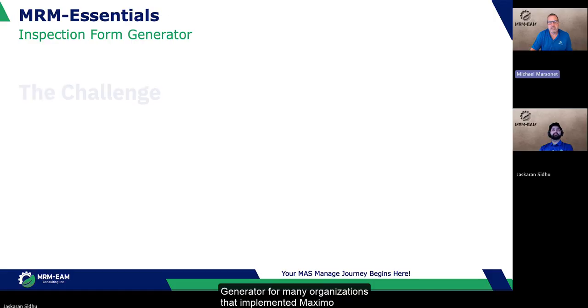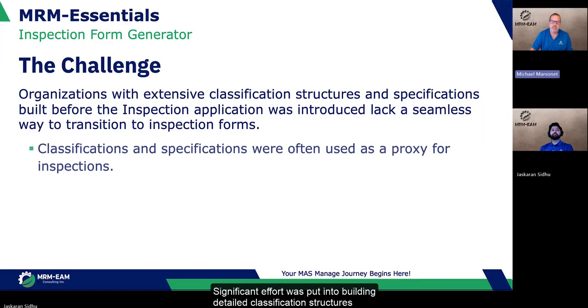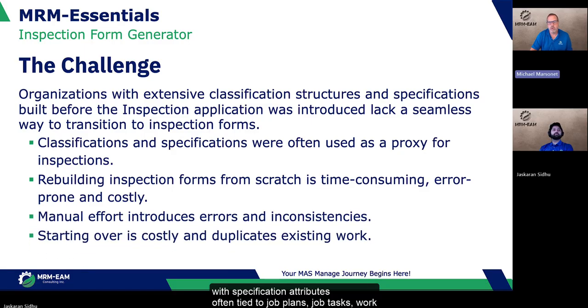For many organizations that implemented Maximo before the introduction of inspections, significant effort was put into building detailed classification structures with specification attributes, often tied to job plans, job tasks, work orders, work order tasks, and even service requests and other ticket objects. The challenge is that there's no simple way to translate the investment into modern inspection forms. As a result, teams are either stuck maintaining outdated processes or forced to rebuild everything from the ground up. A costly, time-consuming, error-prone approach that leads to wasted effort, inconsistencies, and duplication.